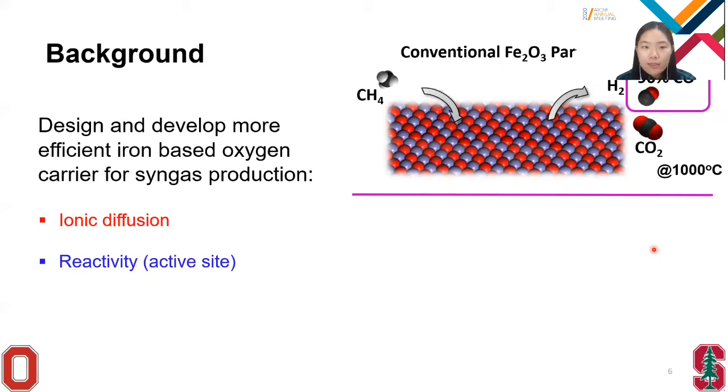Second is the active sites. As I mentioned before, the methane molecule is very stable. It has very low polarizability and negligible electron affinity. So surface active sites are crucial for methane-involved reactions.